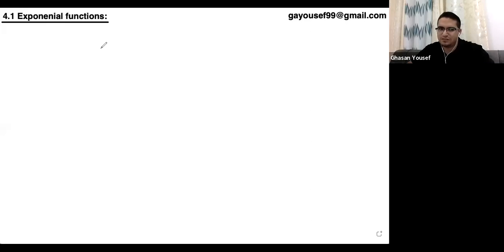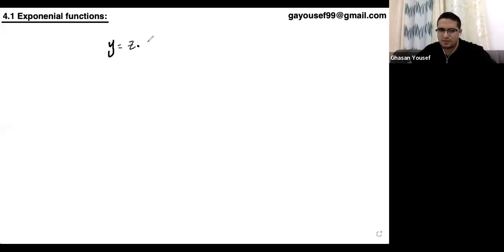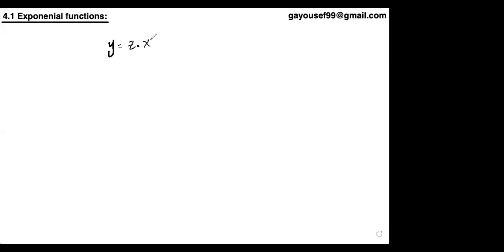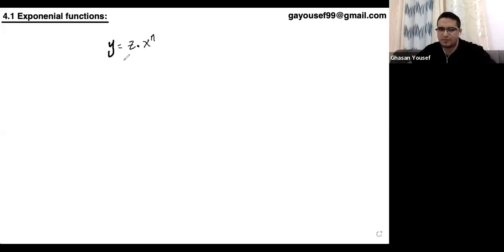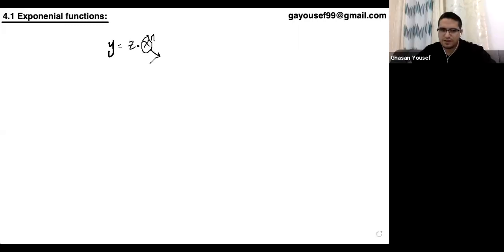So what is the function for this? It's called something like an exponential function. y equals, I don't remember, is it y equals z times x to the n, like a power? Yes, cool. What is x here? Is it a variable or a number? It's a variable.